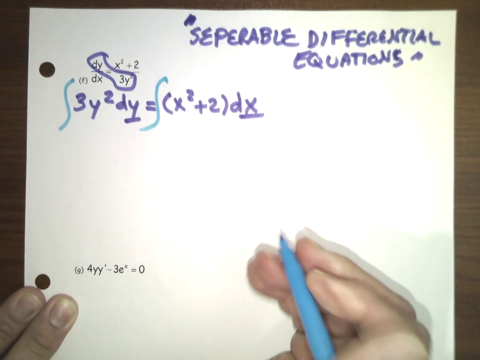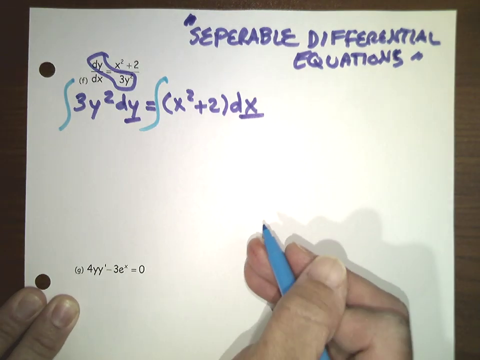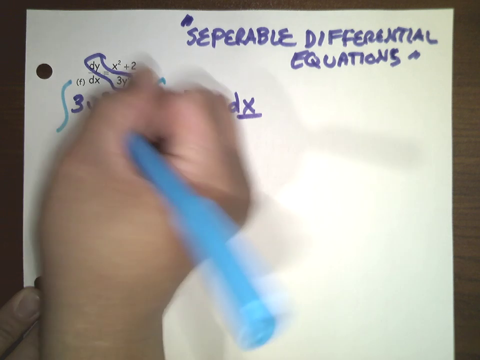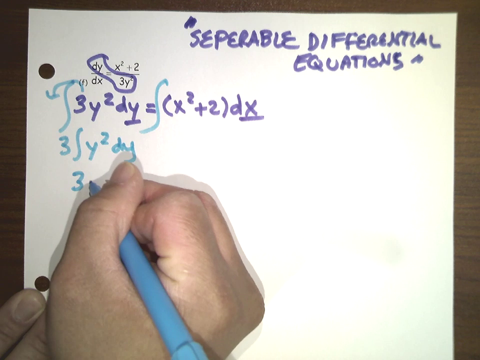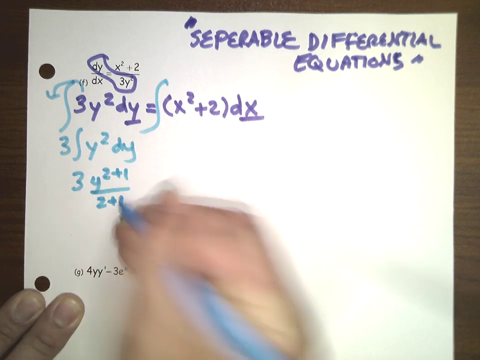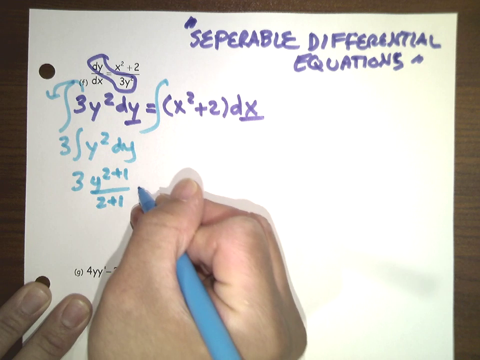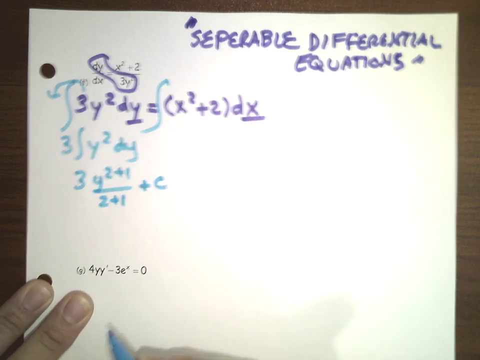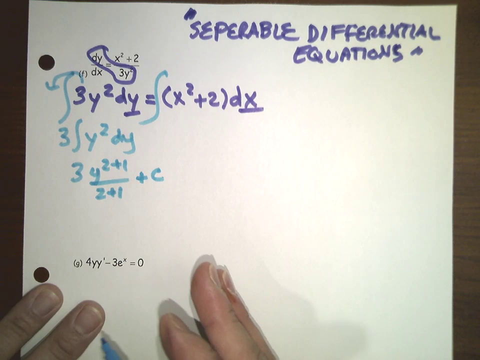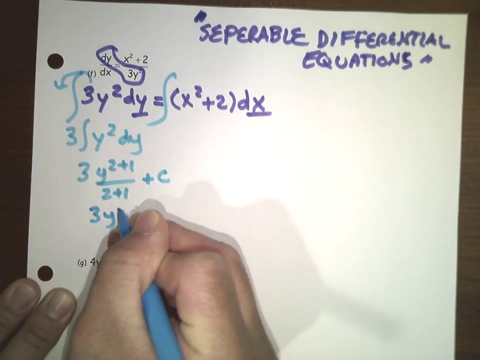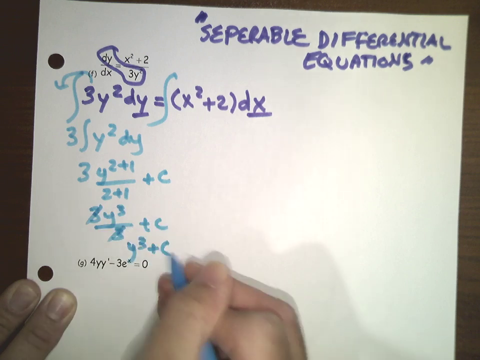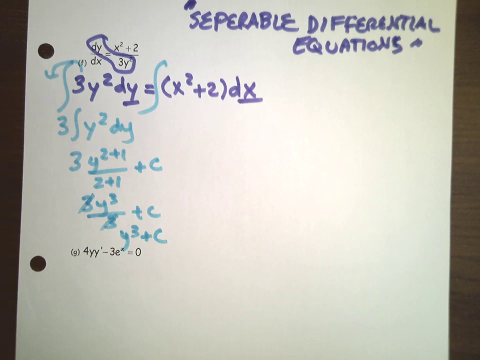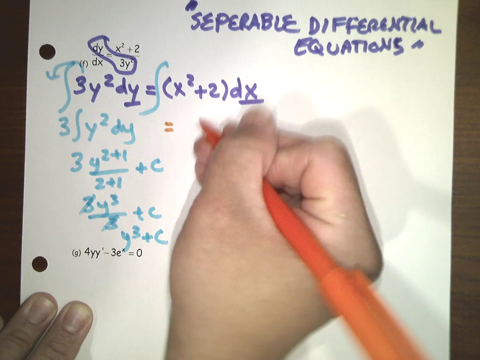So the antiderivative of 3y squared with respect to y, I can bring the 3 out in front. So 3 integral of y squared dy, then use the power rule. So 3y to the 2 plus 1 over 2 plus 1. And then I can write plus c over here, but I really don't need to. I can just write one big plus c at the end, all right? So this is 3y to the third over 3 plus c, and then divide out the 3, so y to the third plus c.